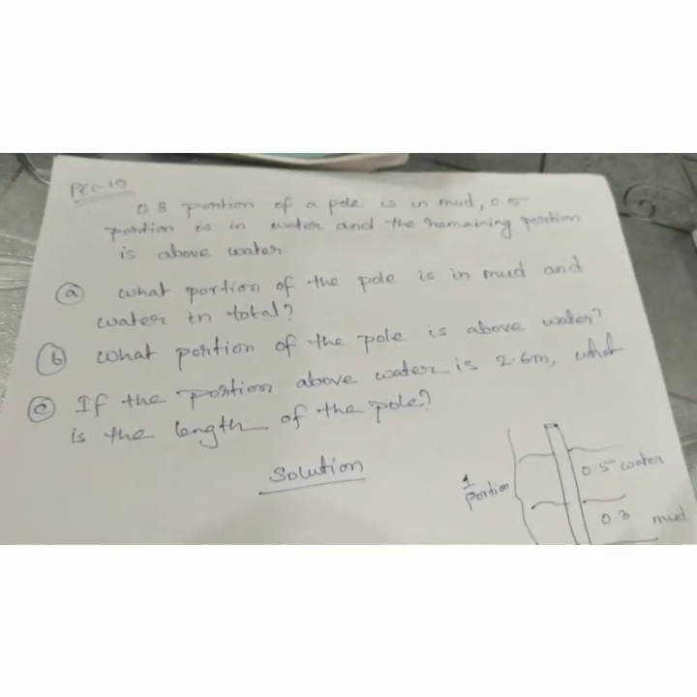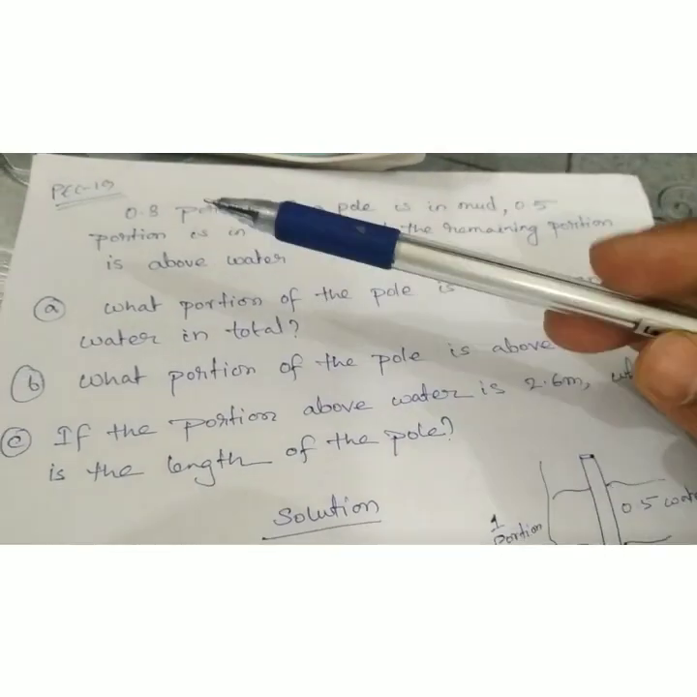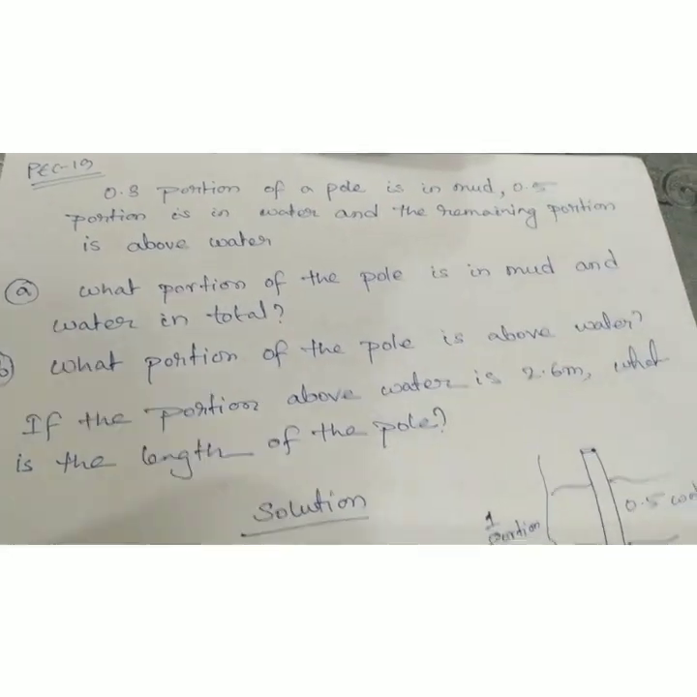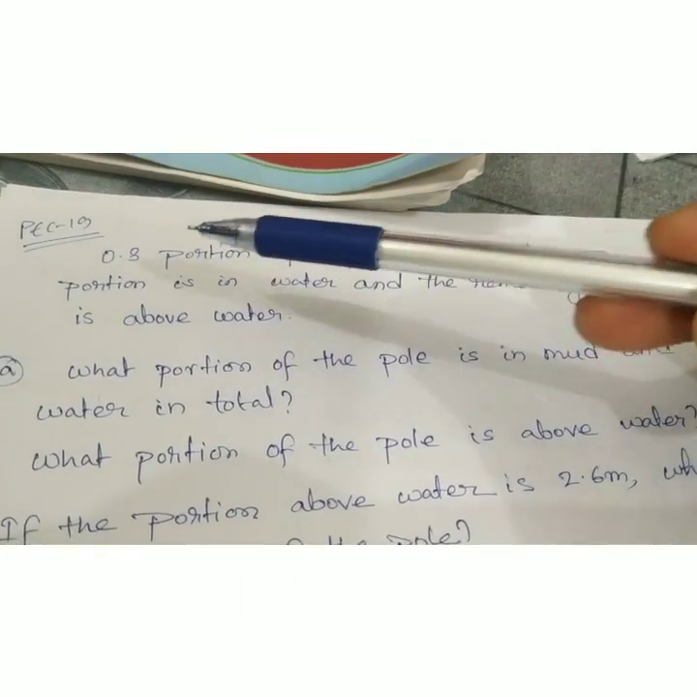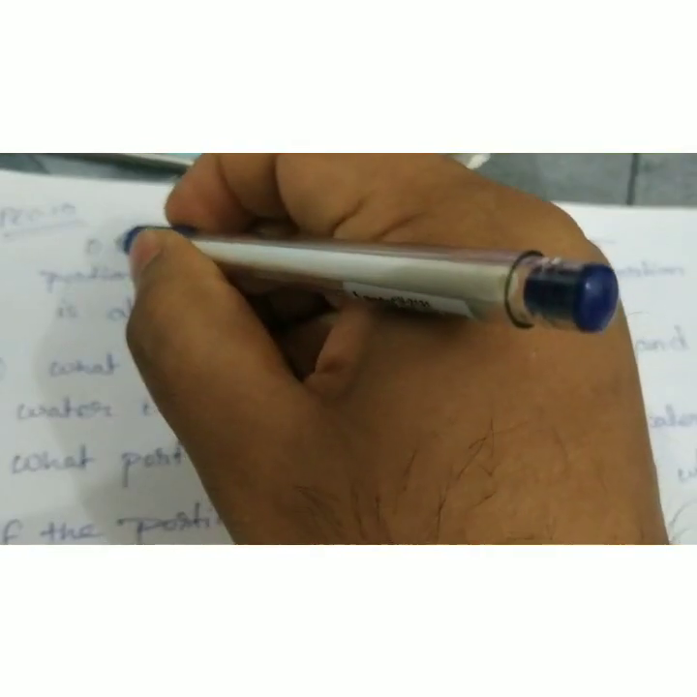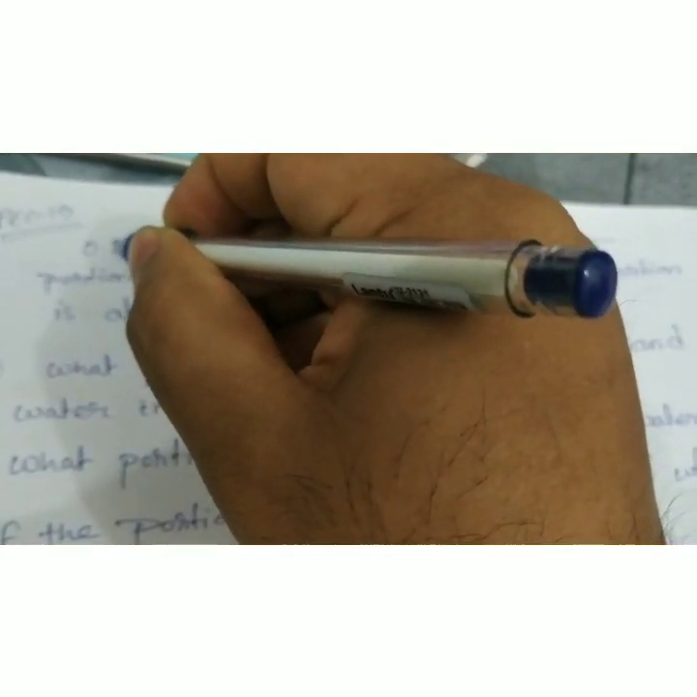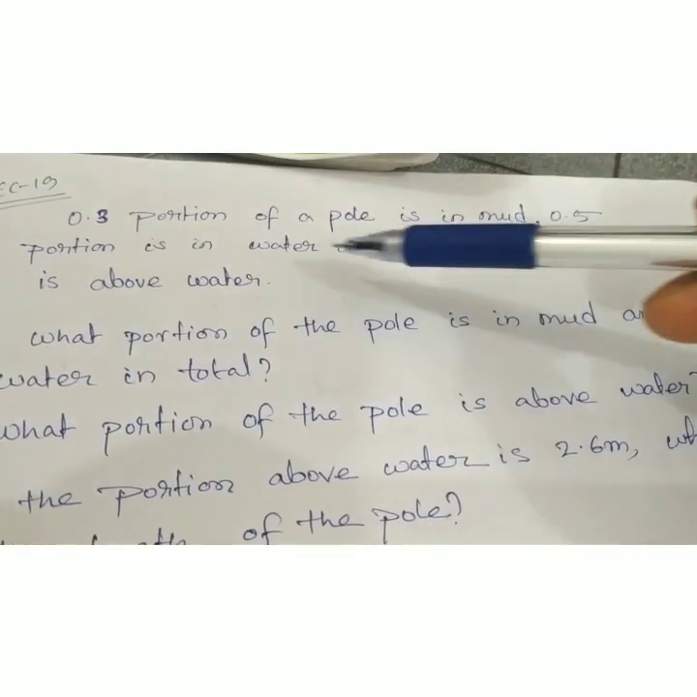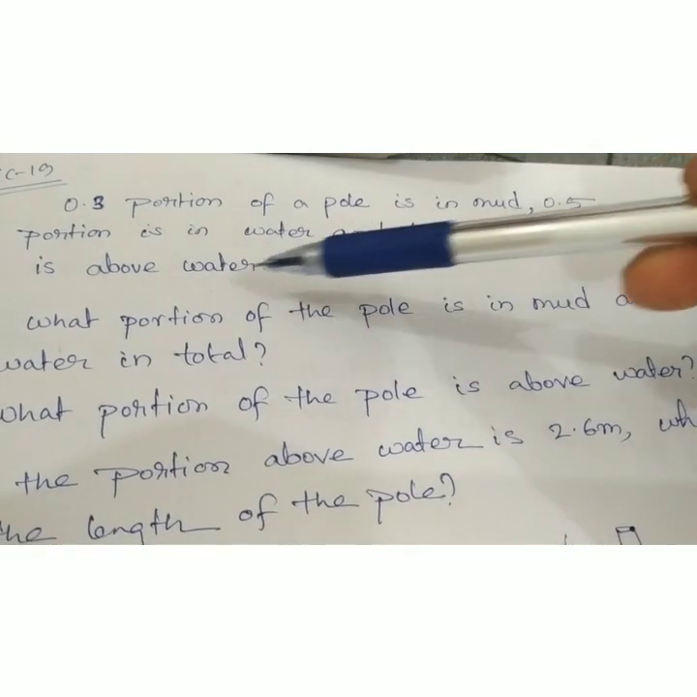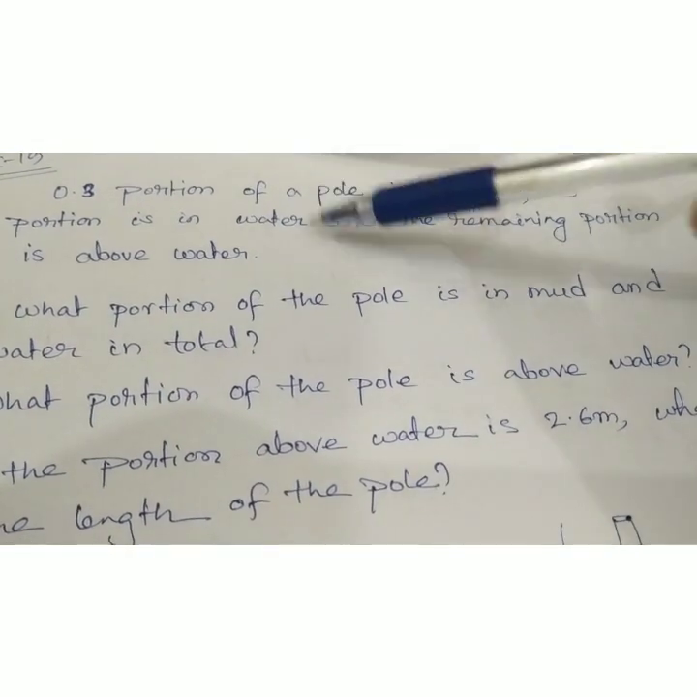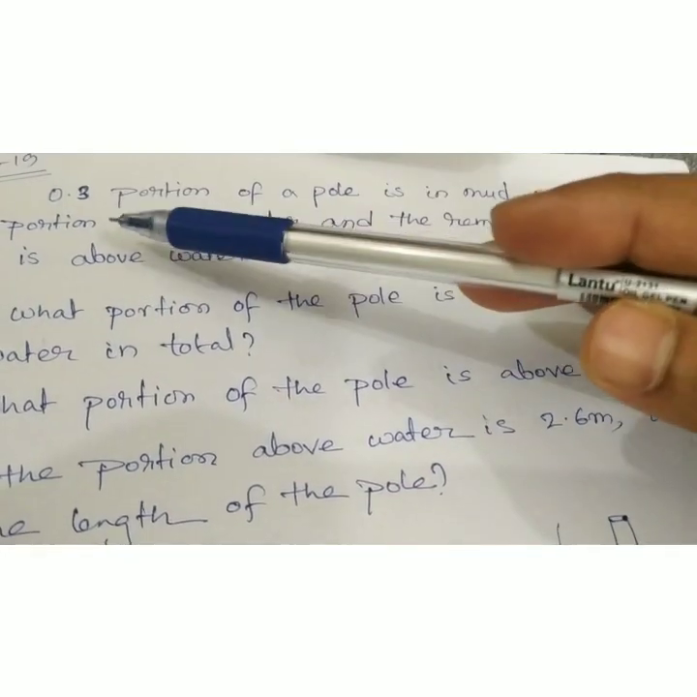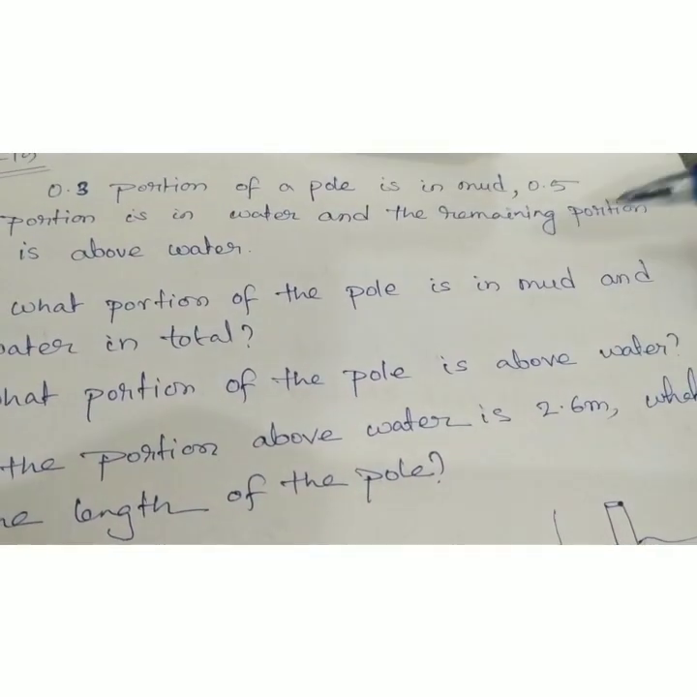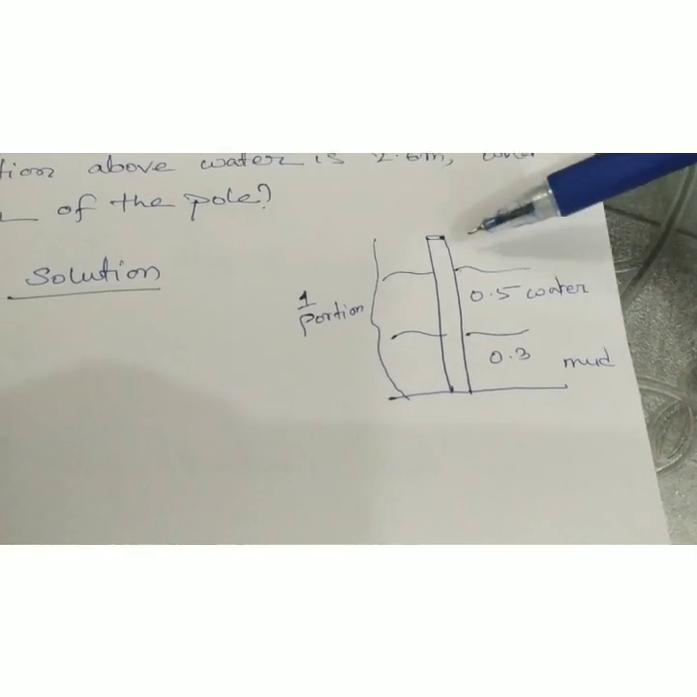Now let's say we have another problem. This problem has come from PEC 2019. The question is as follows: 0.3, not 0.8, it's 0.3. 0.3 portion of a pole is in mud, 0.5 portion is in water, and the remaining portion is above water. I've drawn a figure for explaining it to you. This is the figure.